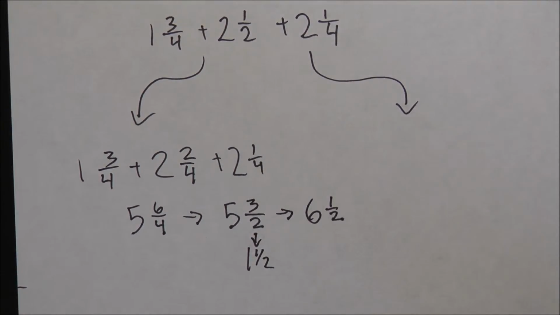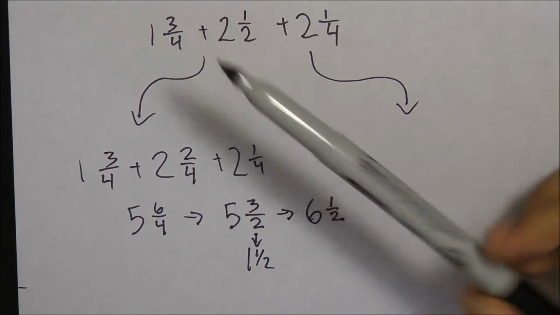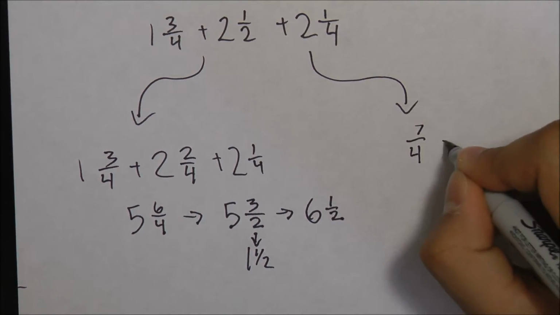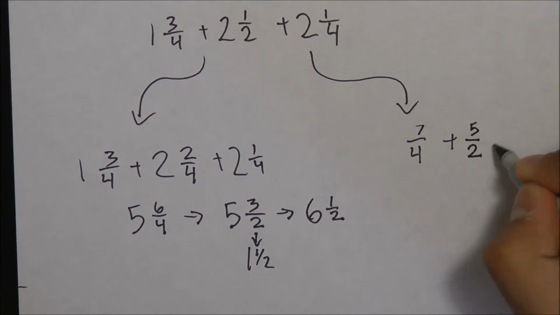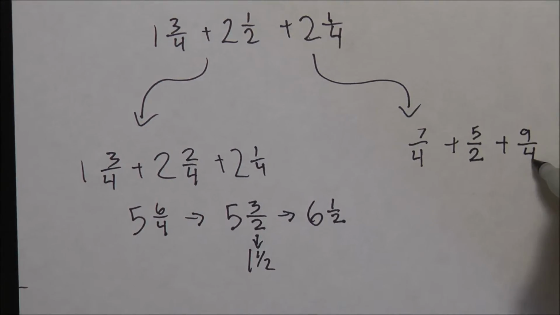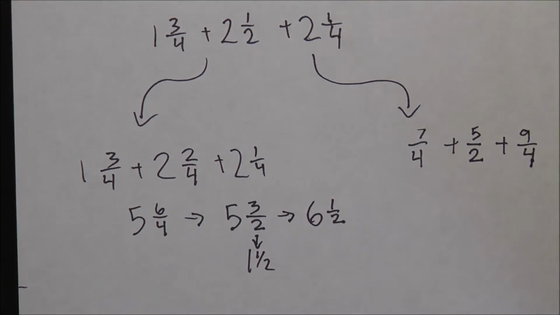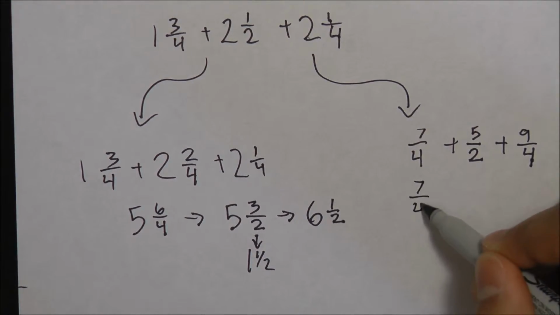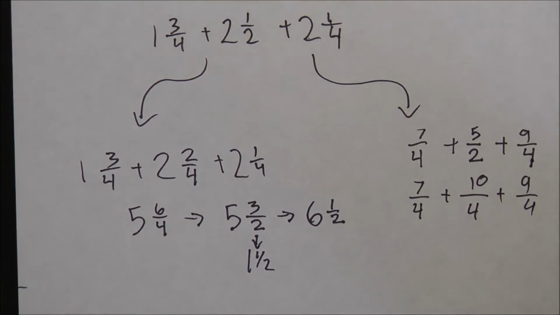Now, if you want to do it so it's all mixed numbers, change them all to mixed numbers first. So it will be 1 times 4 plus 3, which is 7/4, and then 2 times 2 plus 1, which is 5/2, plus 2 times 4 plus 1, which is 9/4. Now we have to change the denominator so that they all equal the same. So we can change this all to 4. So keep the 7 fourths, change this to 10 fourths, and then keep the 9 fourths.